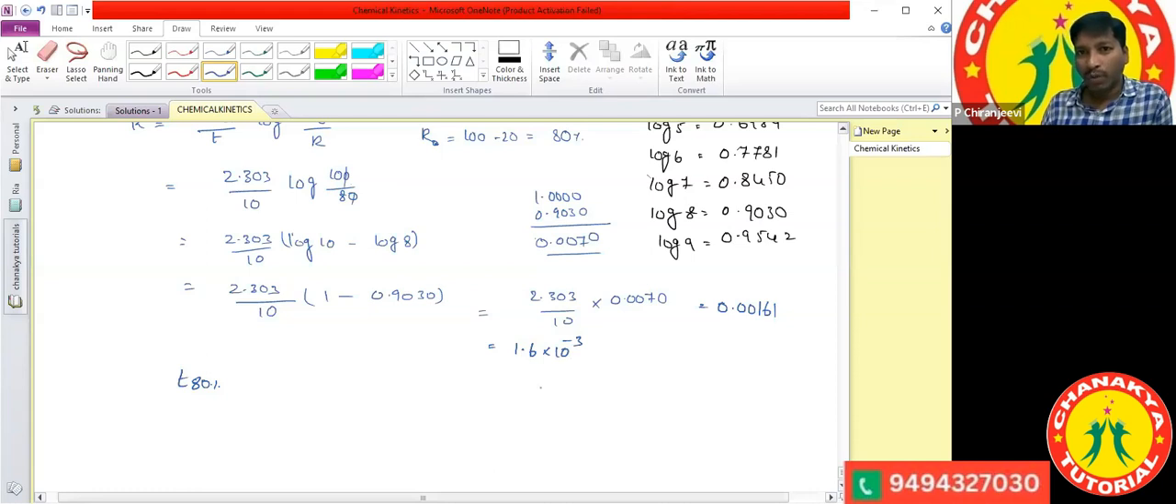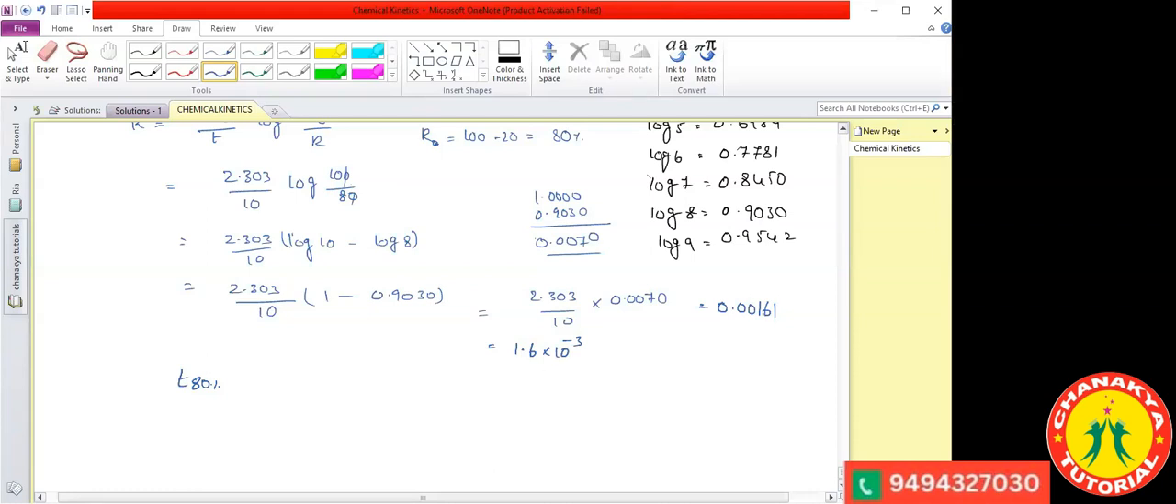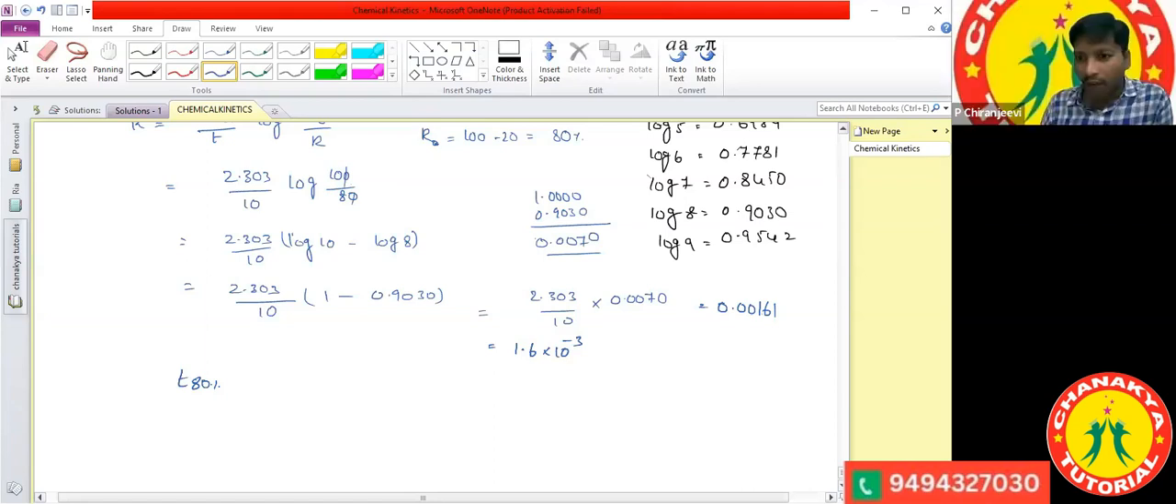This we can write or not, ma? Yes, sir. So I took it as a decimal point after 3 decimals. Whatever the point is, I'm shifting it after 3 digits. After 3 digits it becomes 1.6 into 10 power minus 3. Okay, now you got the K value, because simplification is easy that way.